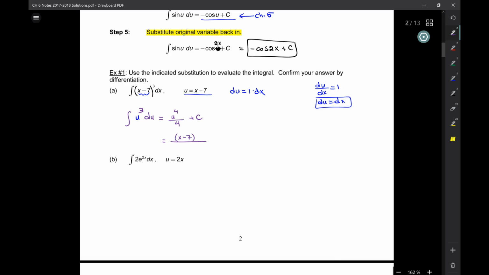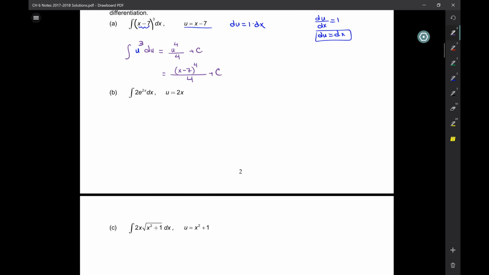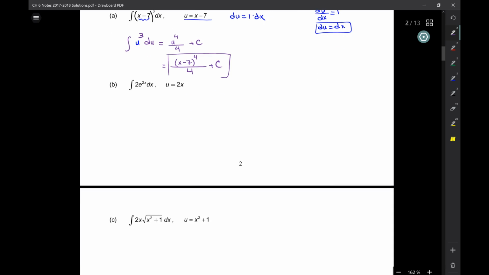X minus 7 to the 4 over 4 plus c. That's it. It's over. It's like the first time something was clicking so well. Chain rule in reverse. Yeah.